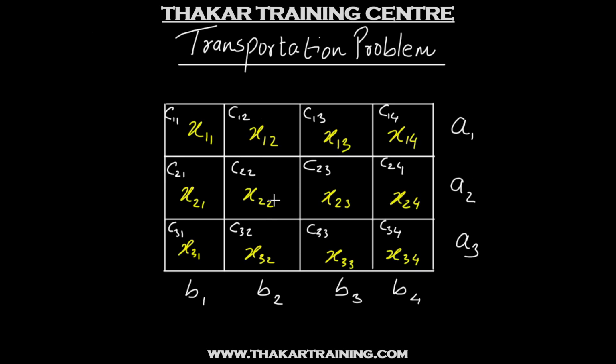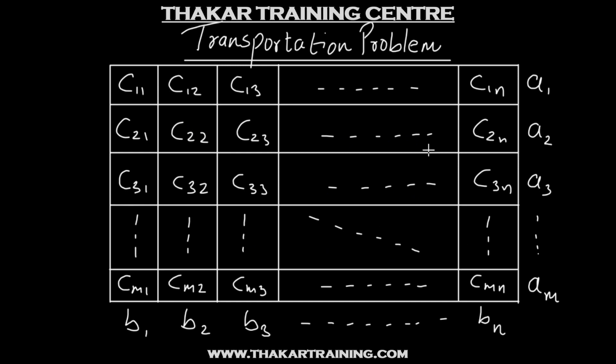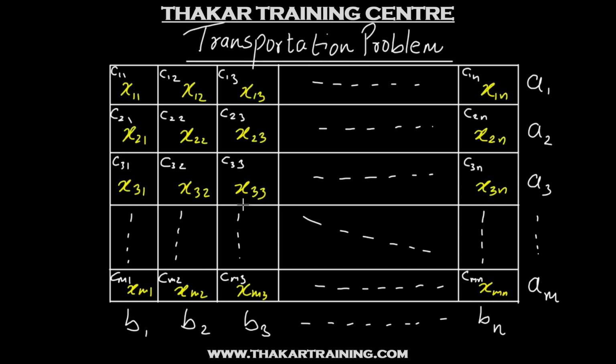Now let's look at a general case of this. A general transportation problem would have m supply points and n demand points or n destinations, and the cost associated with transporting a unit quantity from each source to each destination is given in this matrix. For example, cost C32 is nothing but the cost of transporting a unit quantity from source 3 to destination 2. And once again, we are interested in finding out the quantities that are transported from each source to each destination, which are nothing but xij. These are the quantities in yellow which we have to find out.